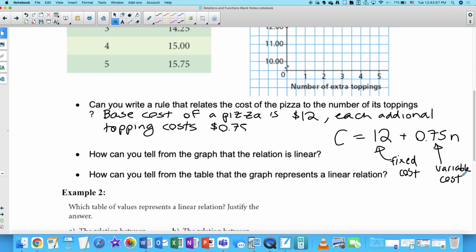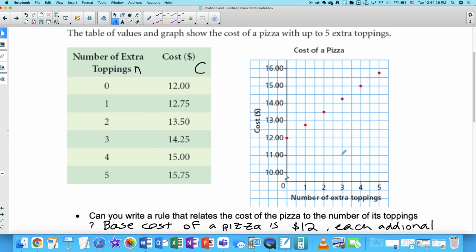Okay? Yes? You sure? Okay. How can you tell that the graph is linear? How can we tell that the graph is linear? Yeah. It's a straight line. The points would form a line. Okay. Now let's talk about this. How can you tell from the table that this is a linear relation? Yeah. That both variables increase at a constant rate. Yeah, exactly.